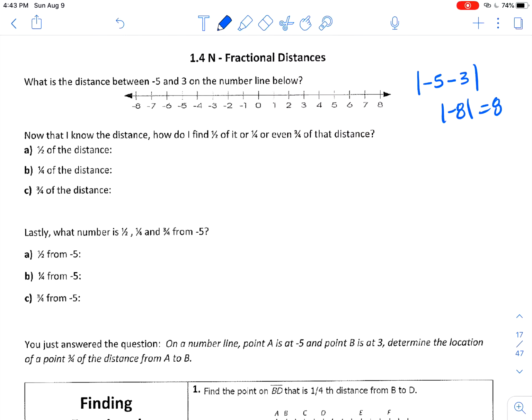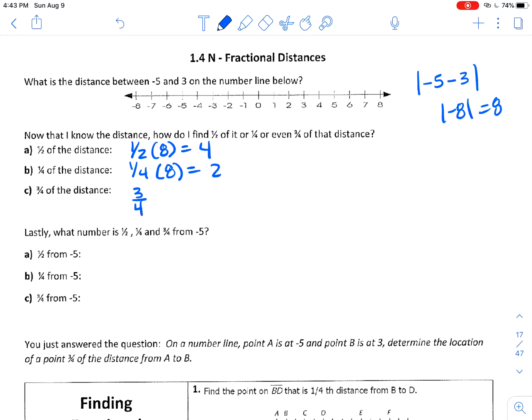Now that I know the distance, how do I find half or a fourth or 3/4 of the distance? Well, hopefully you know that half of 8 is 4. Most of you, or some of you, will know that a fourth of 8 is 2. Now, if you're not sure how I'm getting these numbers, let me show you the math behind it.